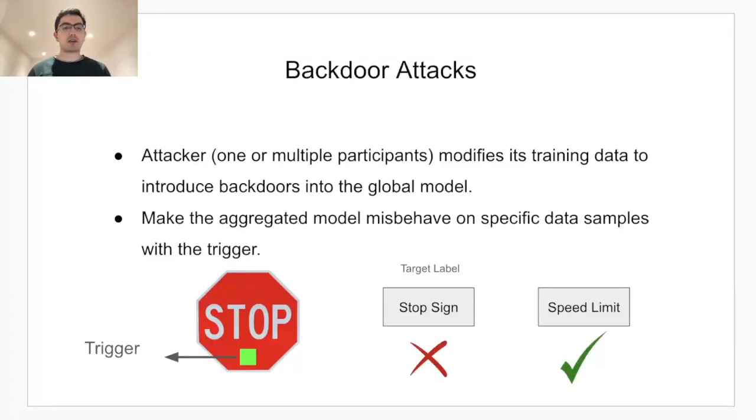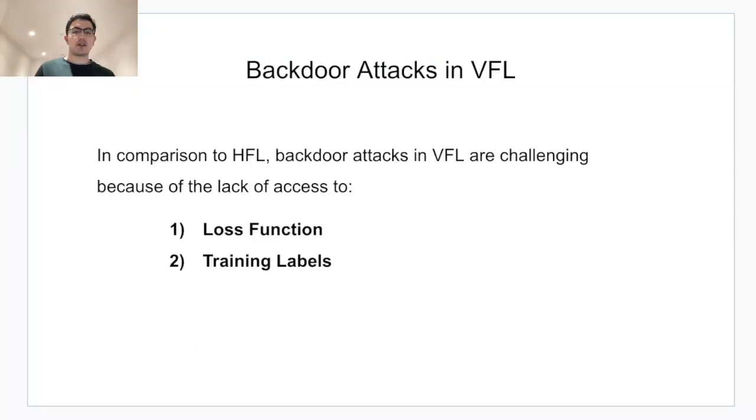In backdoor attacks, one or multiple participants act as attackers and modify their training data to introduce backdoors into the global model. And they do so by inserting a trigger into the model to make it misbehave on specific data samples with the trigger. In this example, the green square is the trigger inserted into the image to change its label from stop sign to speed limit.